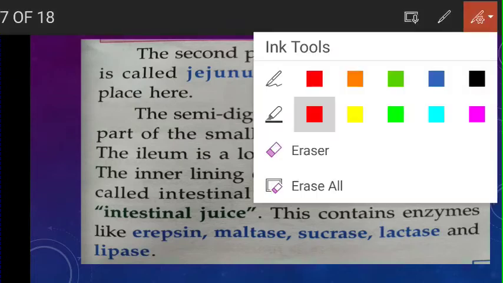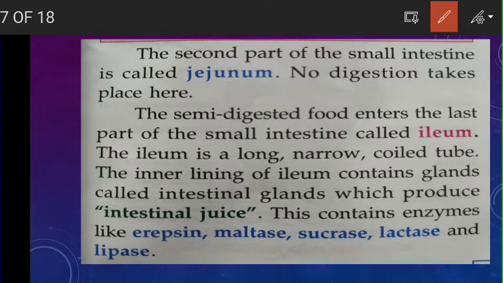Now, okay, now this is the second part of the small intestine. Actually, liver and pancreas, they all come under the topic of what? Small intestine. Okay, duodenum, liver and pancreas, this is part of the small intestine. So the second part of the small intestine is called as what? Jejunum.